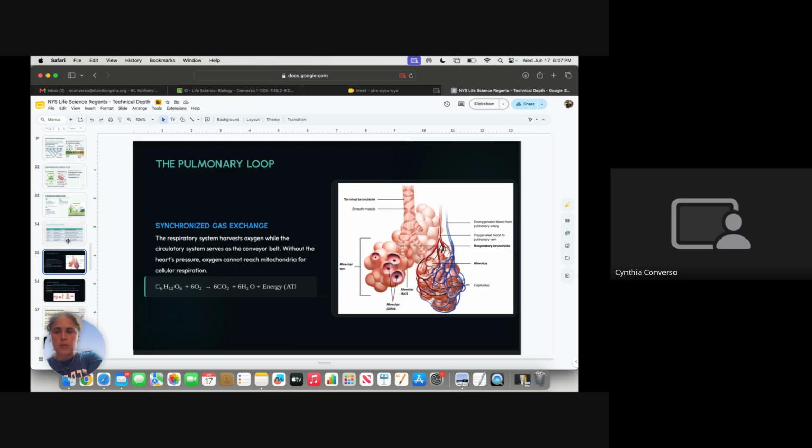Okay. All right, so getting into it a little bit more. That was quite the wordy introduction. All right, but here's kind of where the important stuff comes in. All right, so gas exchange.